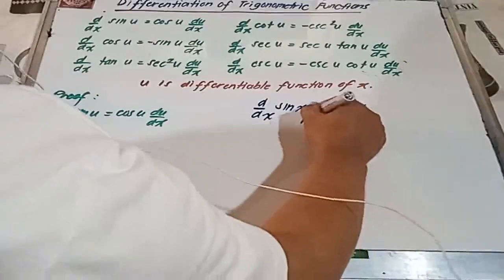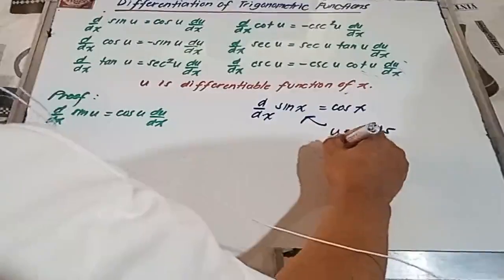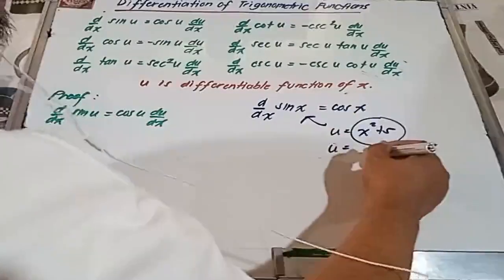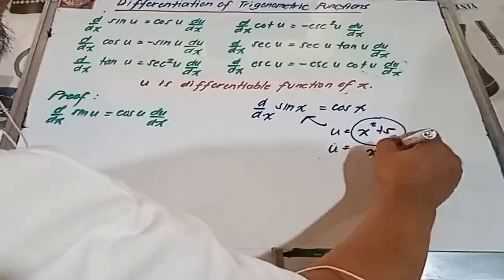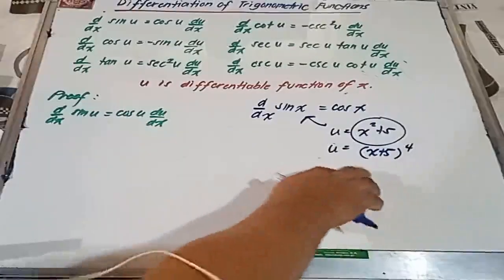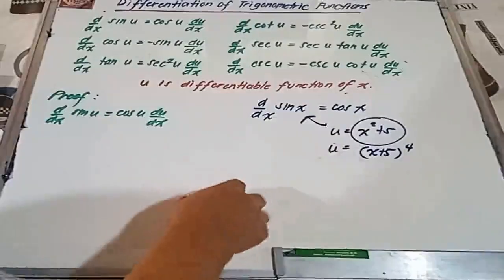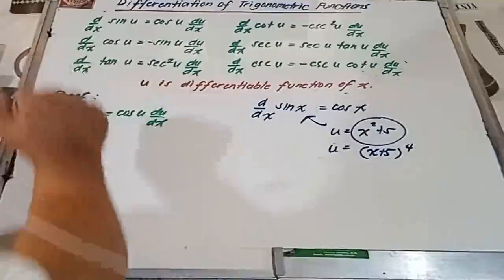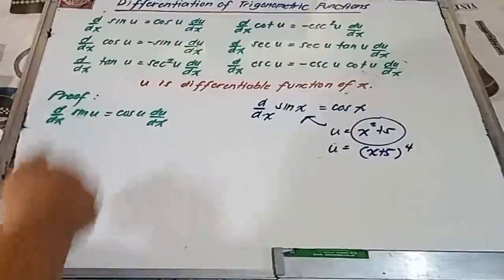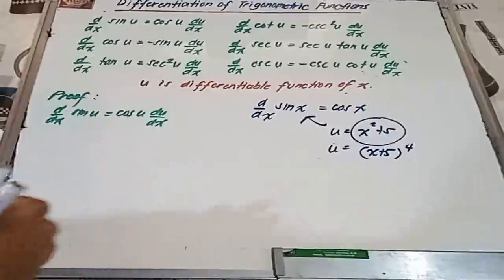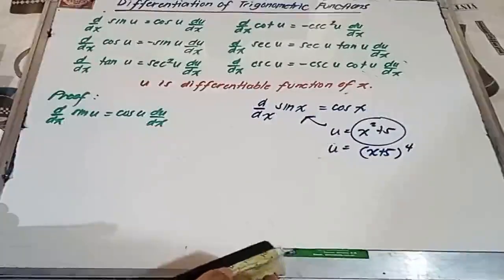Let's say u is equal to, let's say, x squared plus 5. Or the argument here is, let's say, x plus 5 raised to 4, etc. This is what I mean by more than x. So, if the angle after the trigonometric function is more than x, we're going to apply this formula. We determine the derivative of the function times the derivative of the angle of our given function. Okay? So, remember, u is a differentiable function of x.